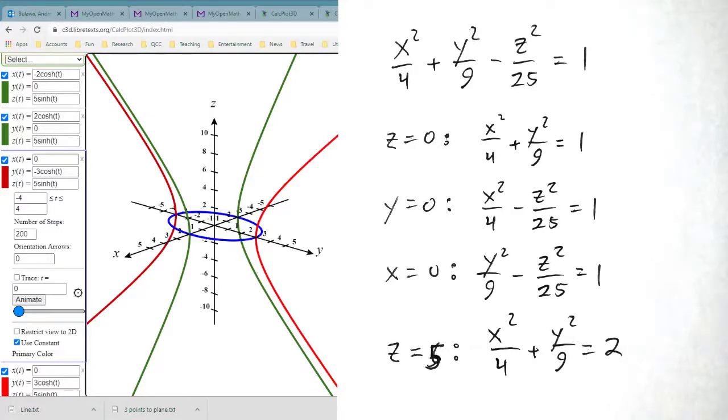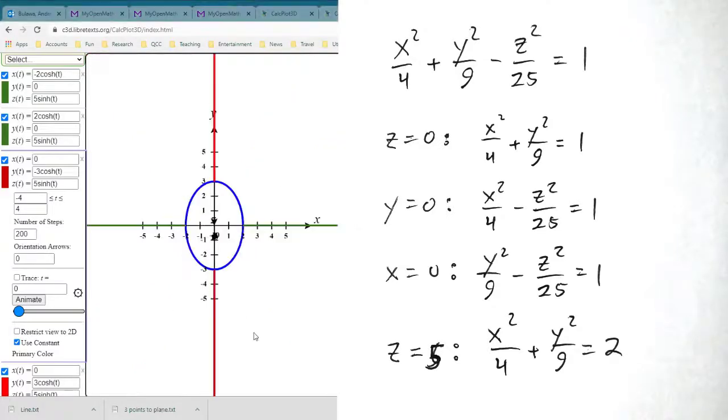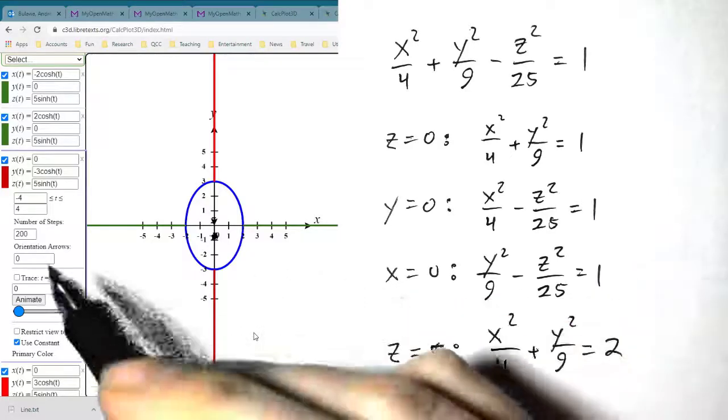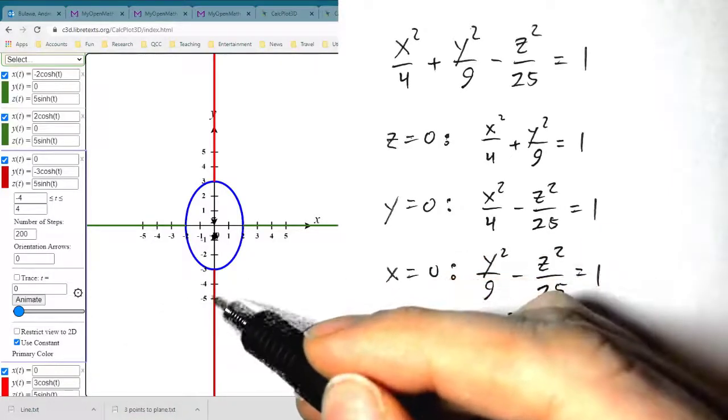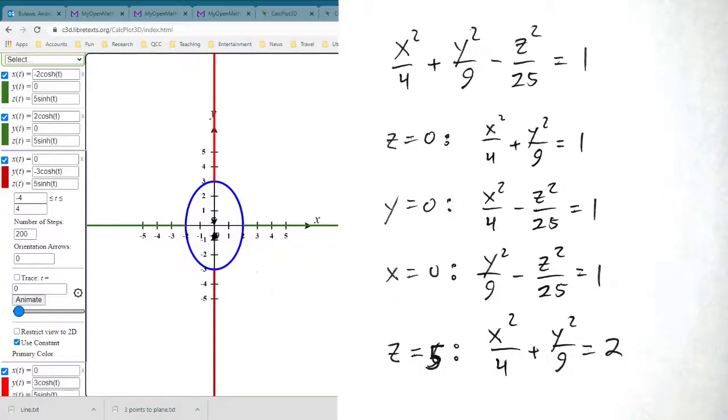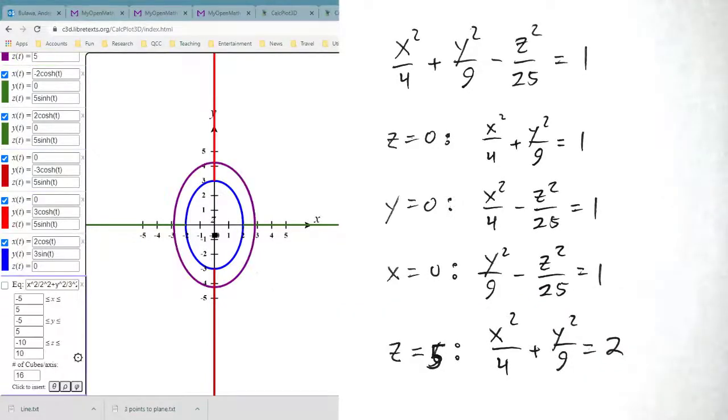Well, what happens here? Now I'm looking down the z-axis here. Okay, there we are. What am I going to get? Well, this is an ellipse, a slightly bigger ellipse. If you graph this out, you'll see it's slightly bigger. I don't have it set to graph this, but maybe I can. Hold on. Okay, so I've gone ahead and graphed that. So it's an ellipse that's a little bit bigger.